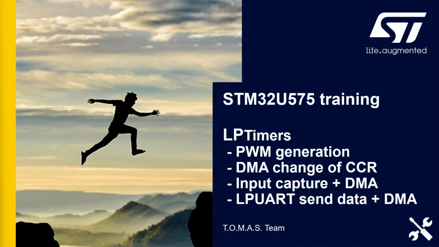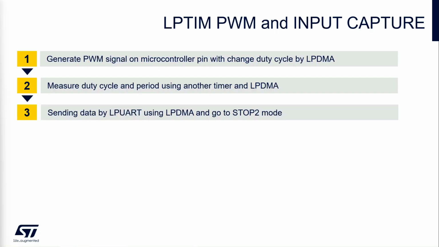Now I want to show you what the low power possibilities on U5 are, with timers and low power DMA. First step will be generating a PWM signal with change of duty cycle by the low power DMA. Next step will be measurement of this signal using another timer and low power DMA. And last step will be sending this measured data by low power UART using LPDMA, and we will stop the core in Stop 2 mode.